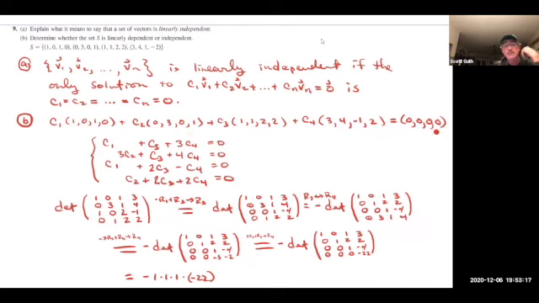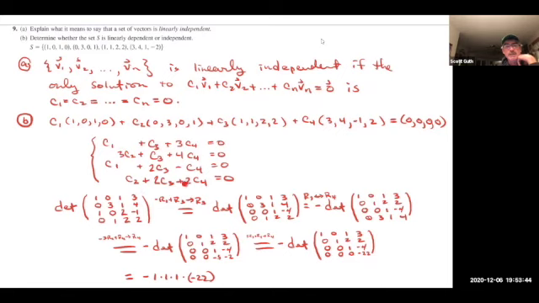Set them up to be equal to 0, and then I show what system of equations this implies. You can see the first equation: C1 times 1, plus C2 times 0, plus 1 times C3, plus 3C4. That has to be the first component here, which is 0, and that makes the first equation. Second components make the second equation, and so on.